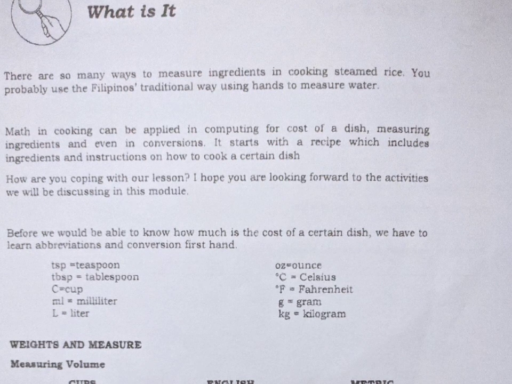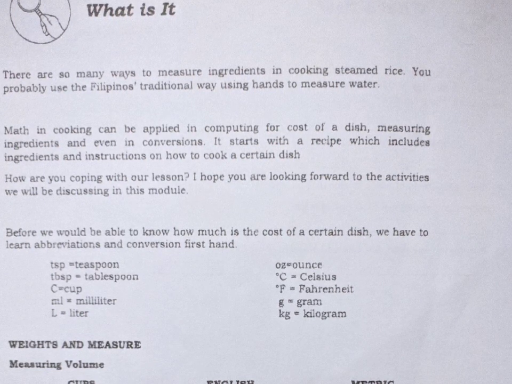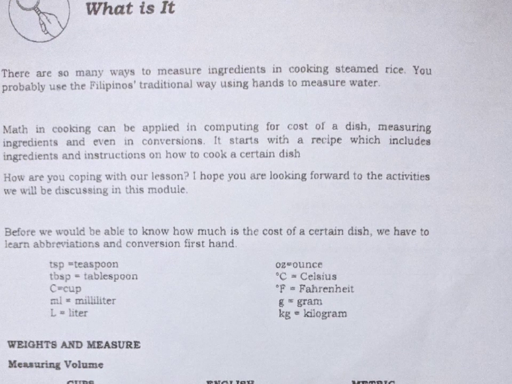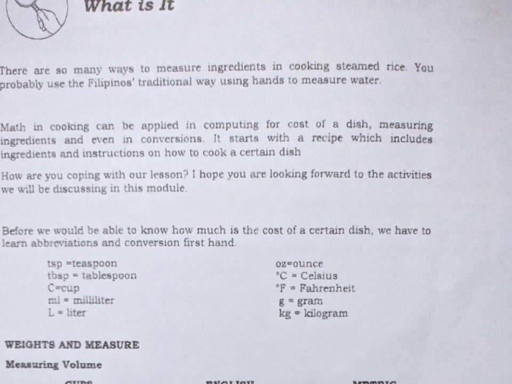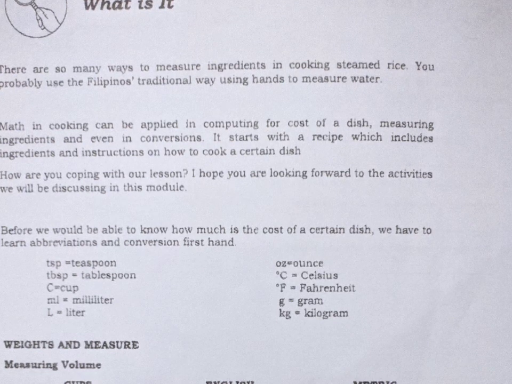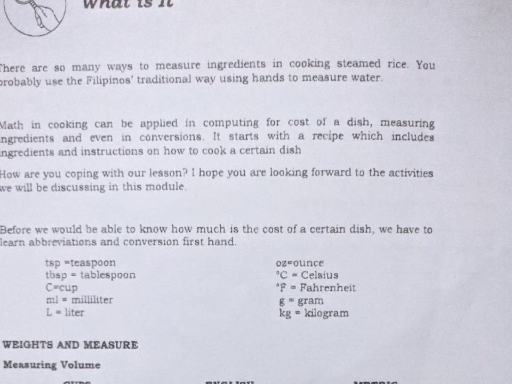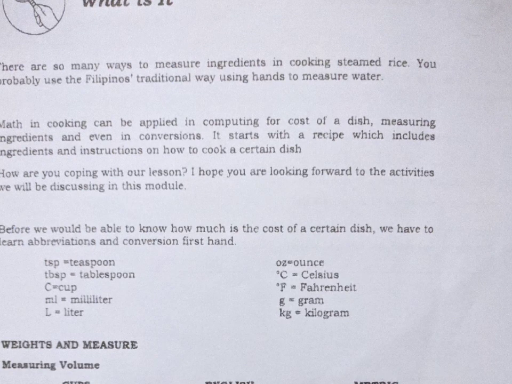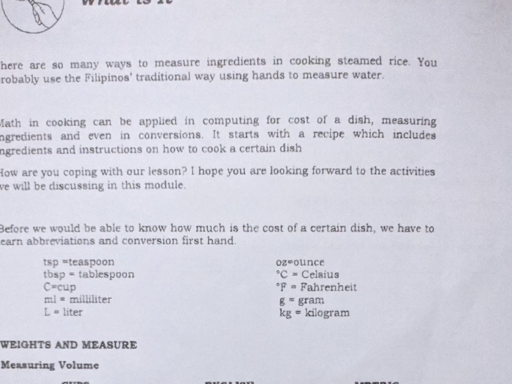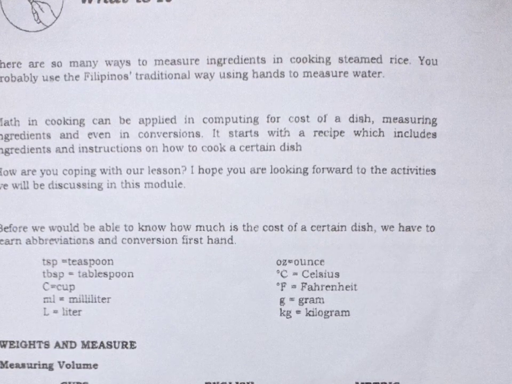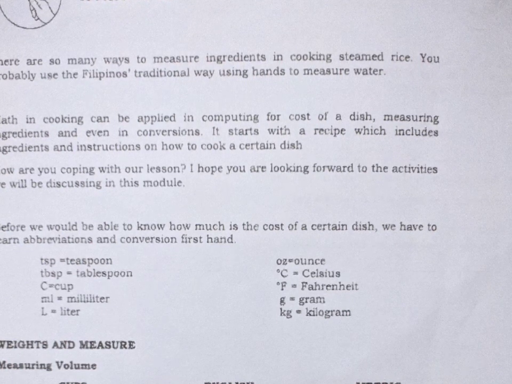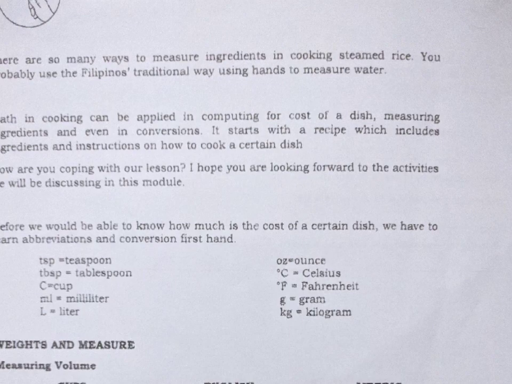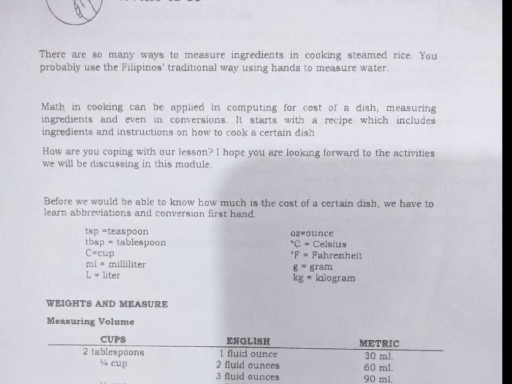abbreviations and conversions firsthand. TSP for teaspoon. TBSP for tablespoon. C for cup. ml for milliliter. L for liter. OZ for ounces. Degree C for Celsius. Degree F for Fahrenheit. G for gram. kg for kilogram. I will let you study the What Is It part of this module, pages 6 to 7.